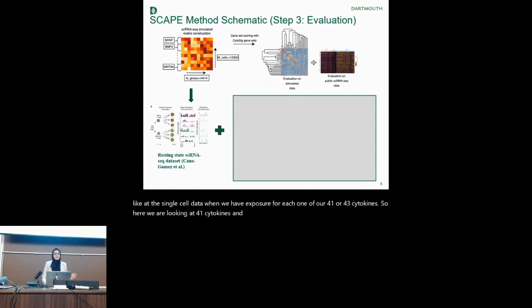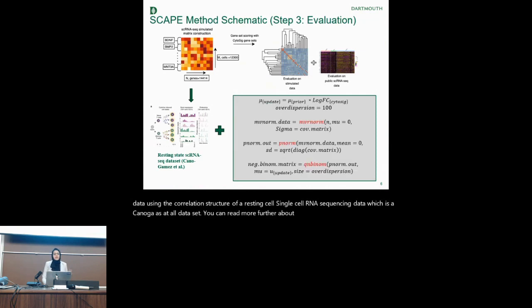And then we are simulating single cell RNA sequencing data using the correlation structure of a resting cell single cell RNA sequencing data, which is a Kang et al. data set. You can read more further about it. And then I have some pseudocode here leveraging the idea of using copulas as a framework to generate simulated correlated data. And here I briefly go into how we are coming up with the updated mus by multiplying the prior mu per gene by the log fold change associated with the Cytosig database.